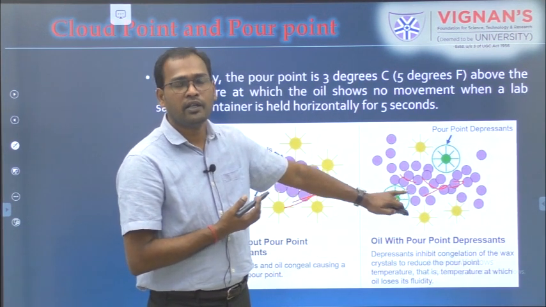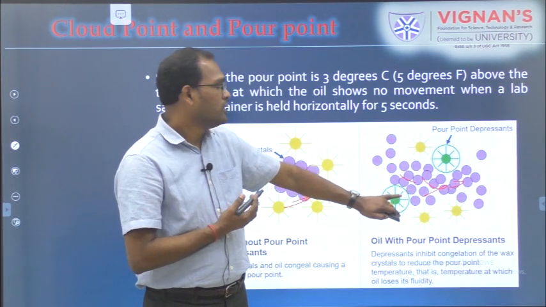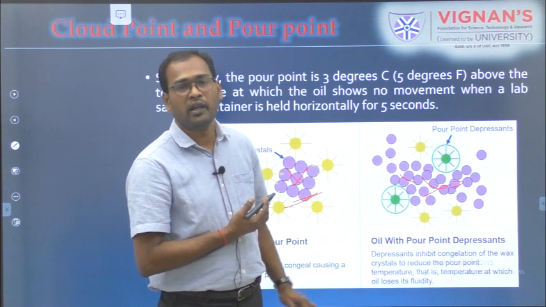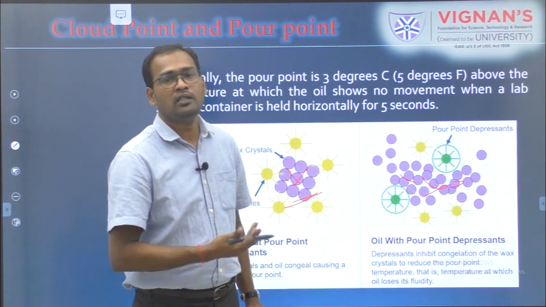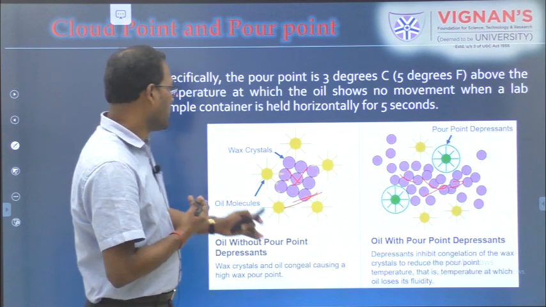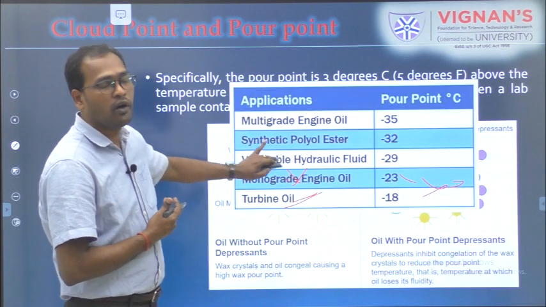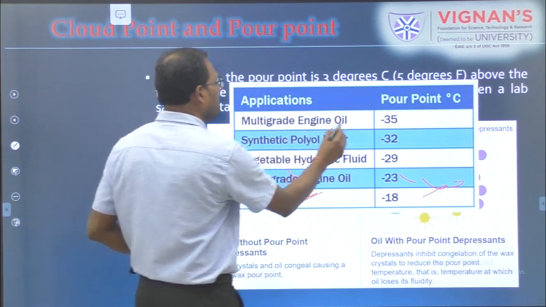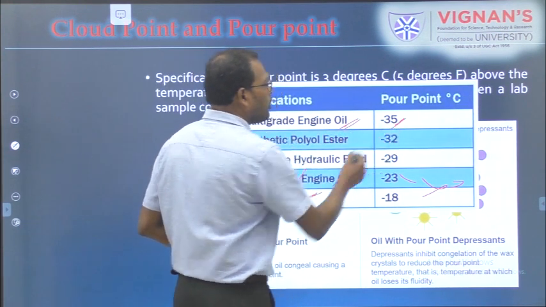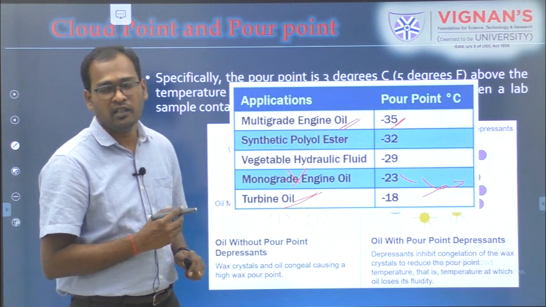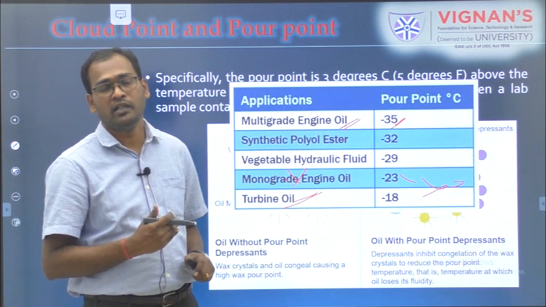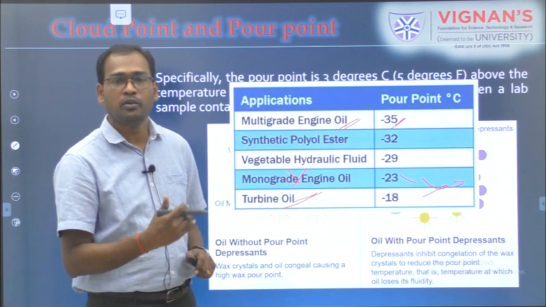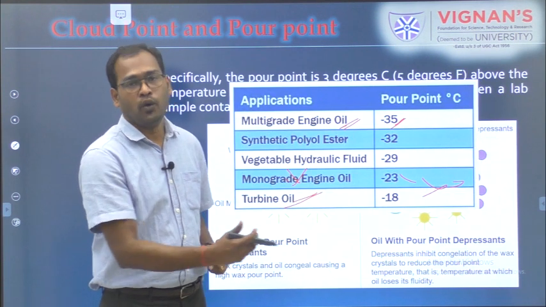Usually in regions where the temperature is very low, they use these kinds of lubricants to decrease the pour point. So these are some of the oils with their respective pour points. You can see here a multigrade engine oil has a pour point of minus 35 degrees Celsius. You can use that oil up to that temperature because it will be flowing.